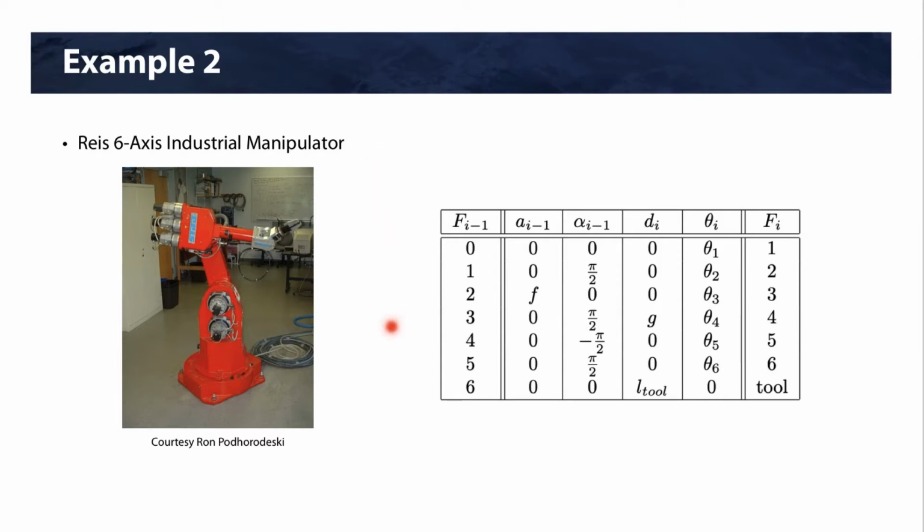So unlike the previous example where we just looked at the main arm, in this case, we're going to look at the full 6 degree of freedom arm. So the 3 joints of the main arm plus the 3 joints of the wrist.